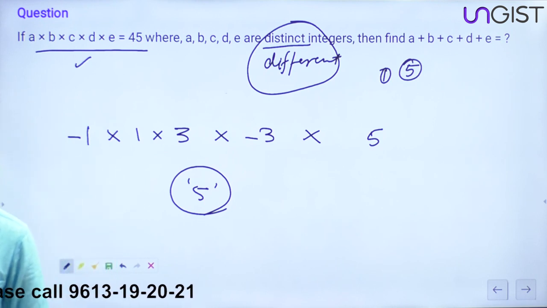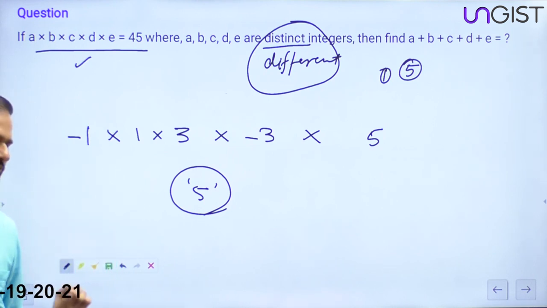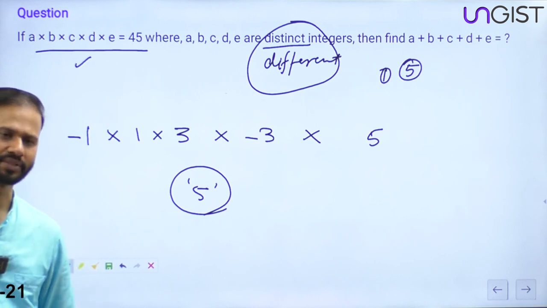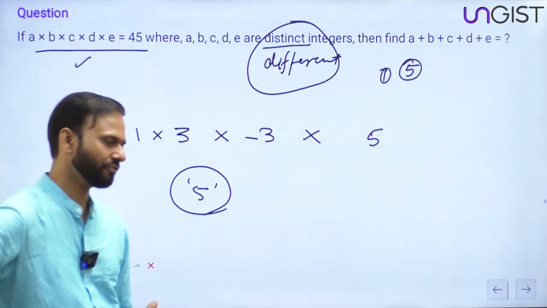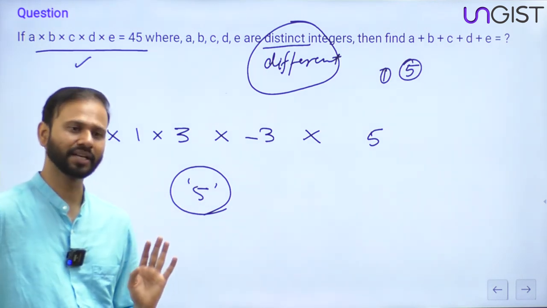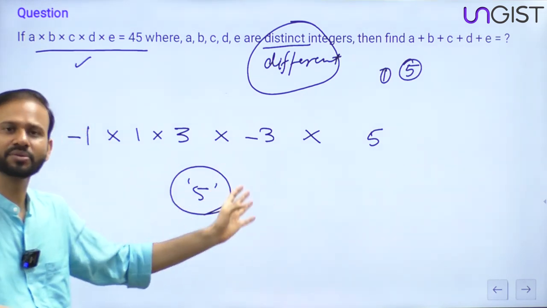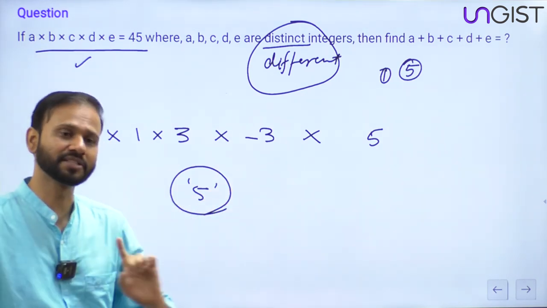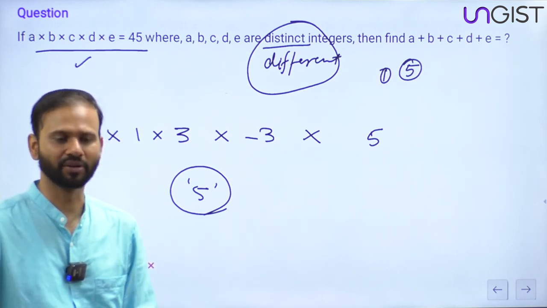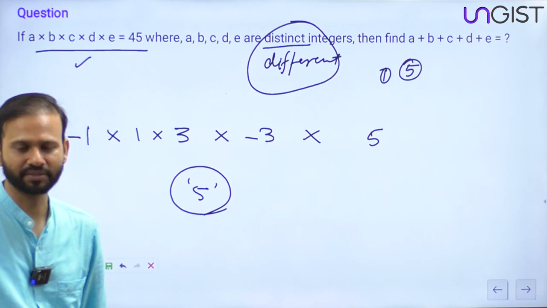The correct answer is plus 5. Again, it was a very simple question, right? If you have already tried this type of question, then only it's simple. Otherwise, if you are encountering this question for the first time in the examination, then this question will bother you, actually, right? Correct?